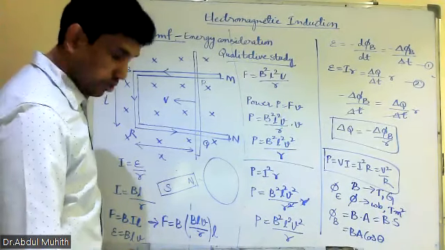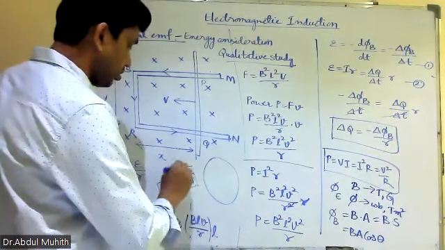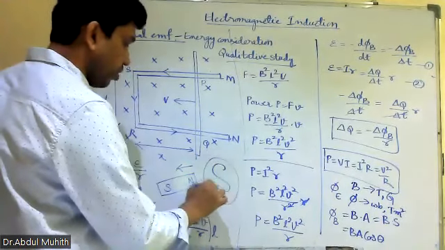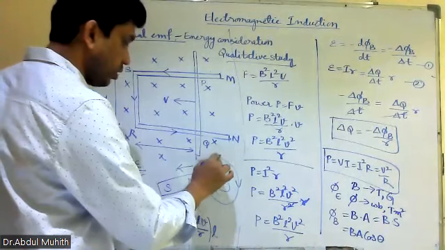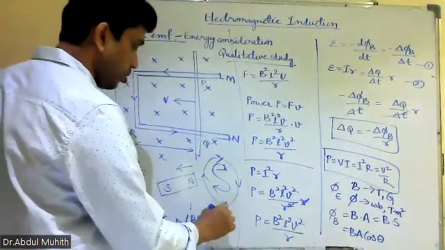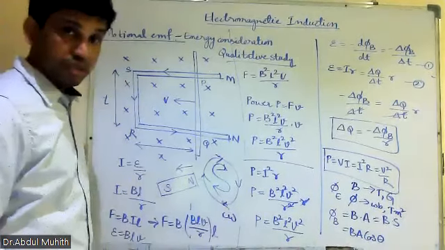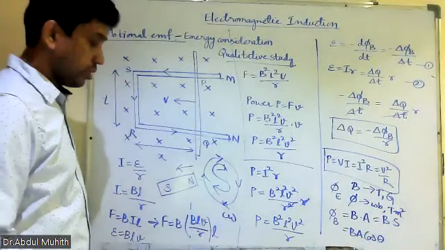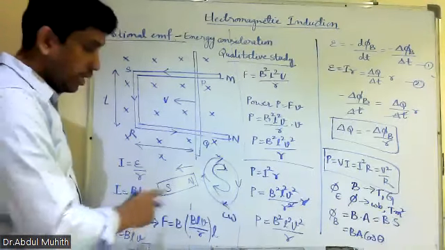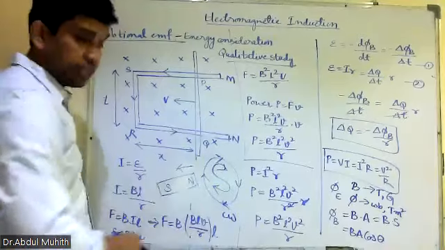Now, suppose the magnet is made to move away from the coil. What will happen? A south pole is formed and the current flows in the clockwise direction. Is that clear? When the north pole of the magnet is made to move away from the coil, a south pole is formed and current flows in the clockwise direction.